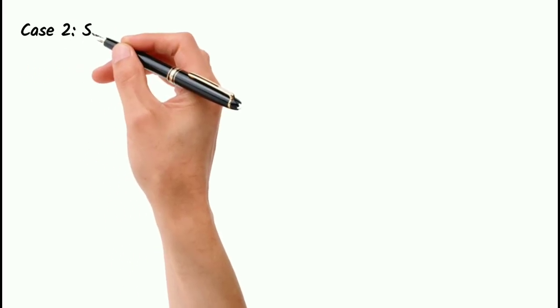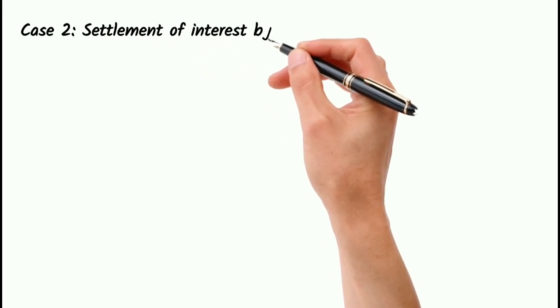Next, Case 2, Settlement of Interest by Partnership. The partnership pays partner A 700,000 pesos for his interest. Requirements: provide the entry and compute for the capital balances and profit or loss ratio of the partners after A's retirement. Let us first provide the entry on September 1, 20x1.